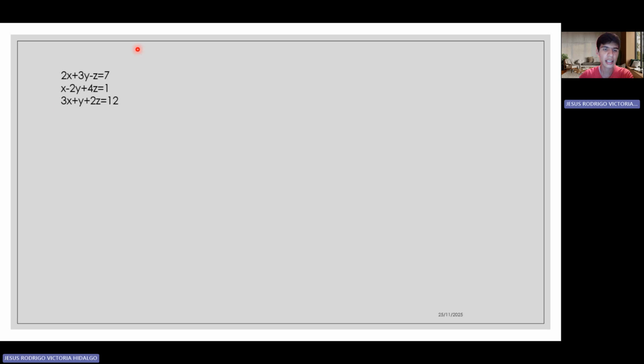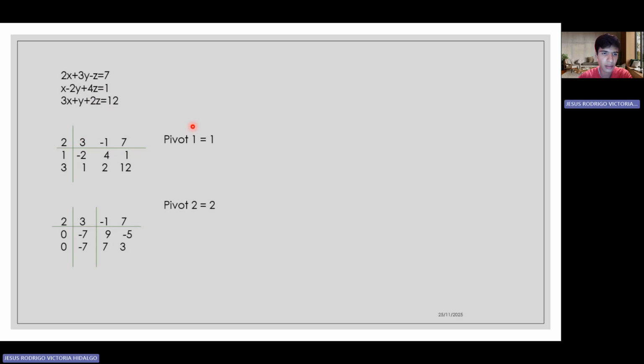We have this equation system: 2x plus 3y minus z equals 7, x minus 2y plus 4z equals 1, and 3x plus y plus 2z equals 12. And we get this matrix with all the coefficients. We get the coefficients of x, y, z, and the result. This pivot right here is the last pivot.